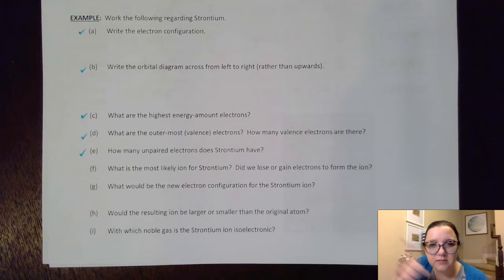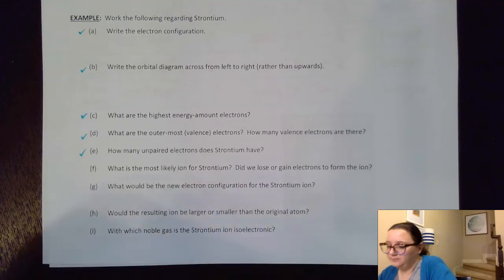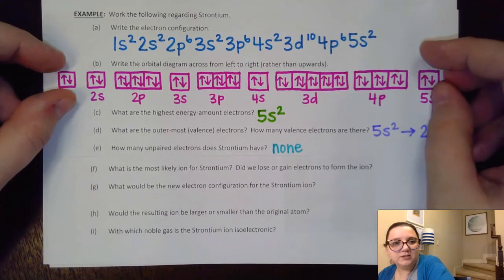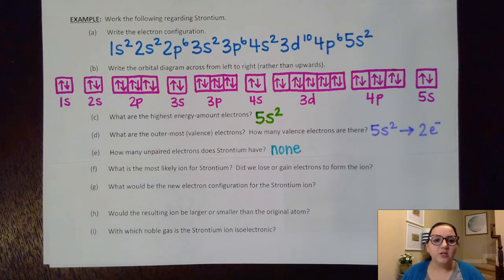Okay, did you pause it? Did you try it out? I hope you did. Let's see how we did. So for your electron configuration, you should have had 1s2, 2s2, 2p6, 3s2, 3p6, 4s2, 3d10, 4p6, and 5s2. Notice that this one had more electrons in it because strontium, Sr, is a bigger element. Strontium has 38 electrons in it that we needed to show. Now, on our orbital diagram, that meant we had 38 arrows we needed to draw.